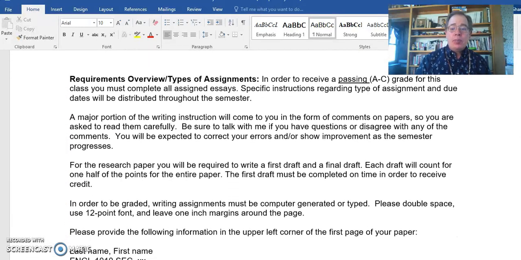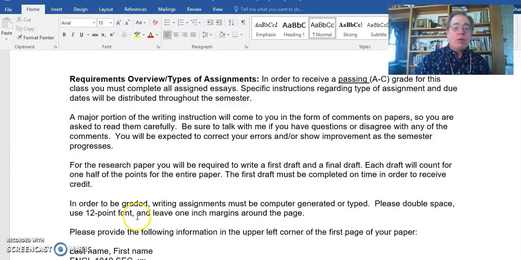Scrolling down, notice it says in order to receive a passing grade for this class, you must complete all assigned essays. My students who pass this course turn stuff in on time. That's whether it's a face-to-face course or whether it's an online course. The significant key to success for my students is writing papers and turning them in on time. We will use turnitin.com. I will have some materials available for you, instructions on how to use turnitin.com. That is a grading software and also a plagiarism detection software, and we will be submitting to that.